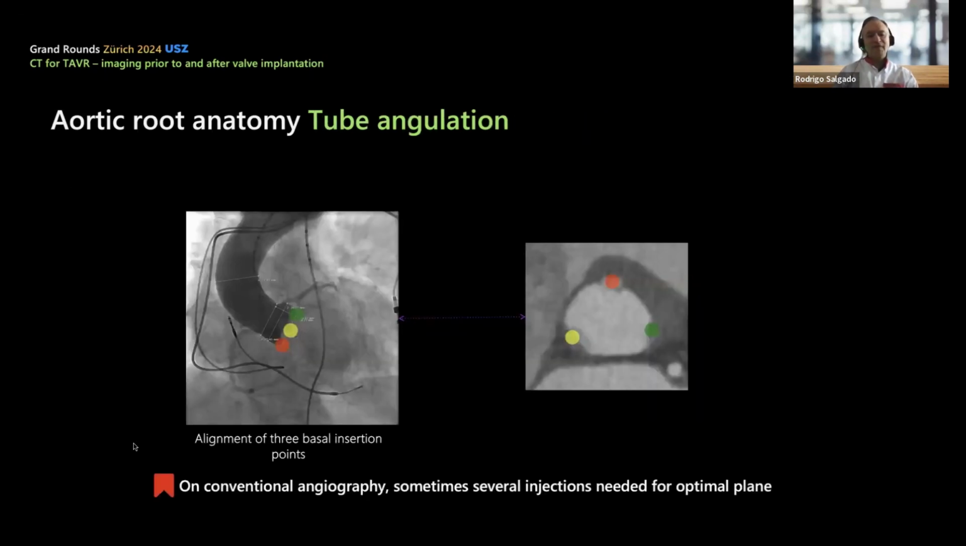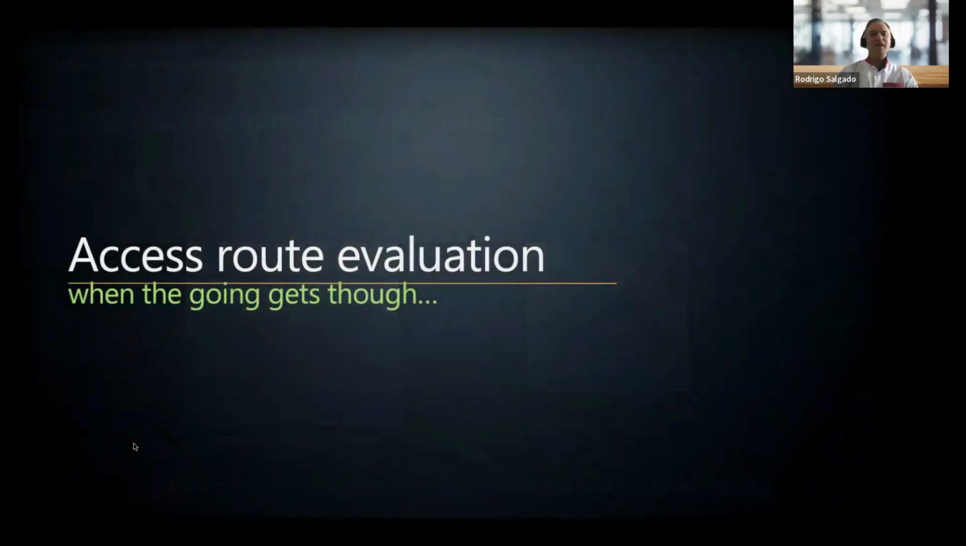So also what is important, we can provide with CT the exact angulation of the tube so that the 3 insertion points of the 3 different leaflets appear on the same plane. It will save your interventional cardiologist a lot of time to get the correct angulation. So we have to get there, of course, to the aortic sinus.